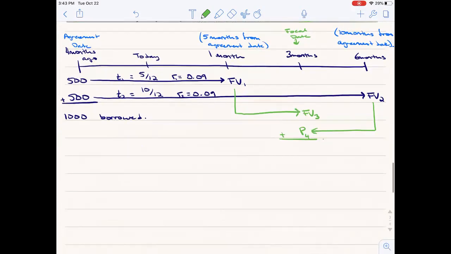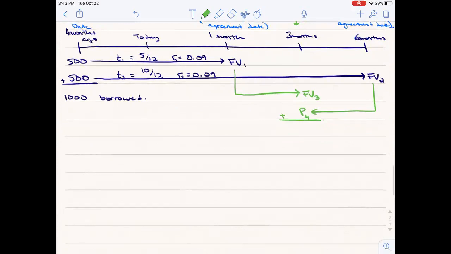If we add these up, this is the total owing. Total owing, 3 months from today.